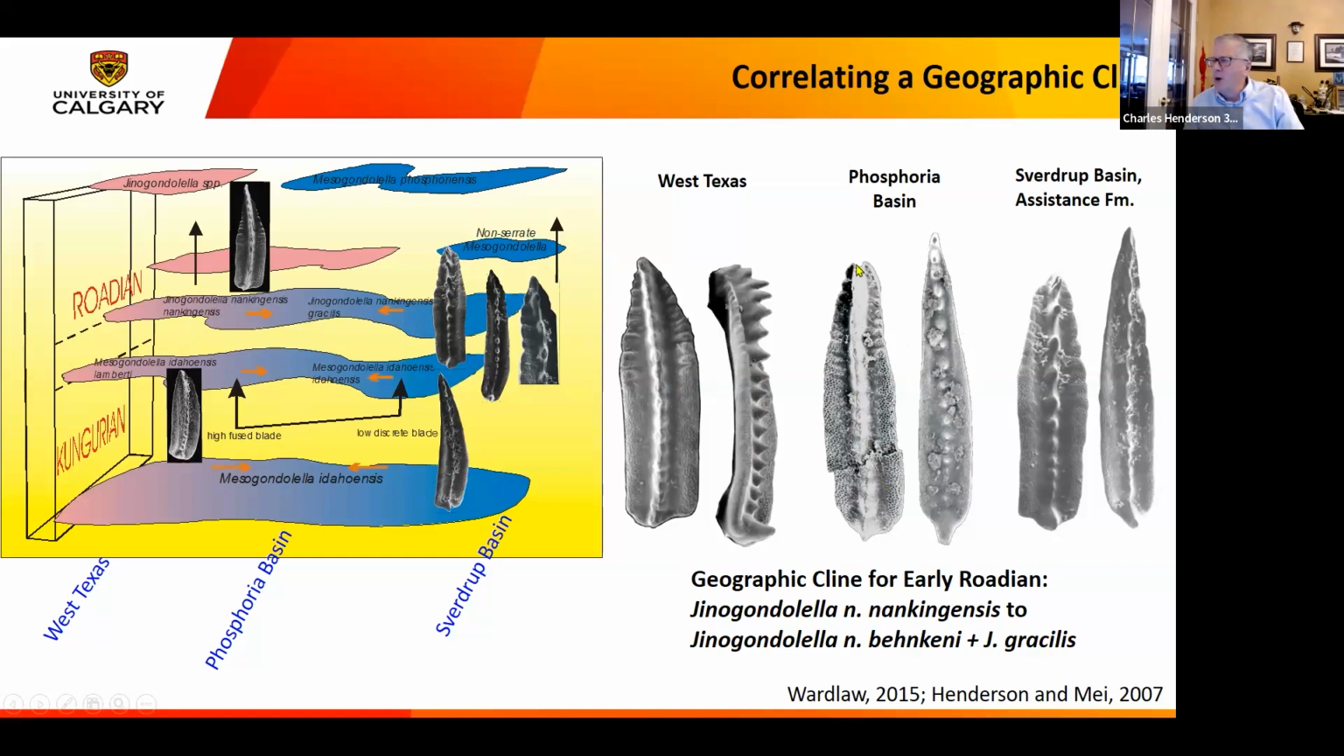And one thing I want to point out, it's not this pointed, sharp narrowing and pointed form. There's more of this gradual narrowing and rounded form, which is very comparable to the species that I have up in Sverdrup Basin. And Bruce Wardlaw in 2015 referred to this as Jinogondolella nankingensis bankeni. We also have some very characteristic forms called gracilis. There's a really good correlation across this area, and we can use the concept of a geographic fine to do that.